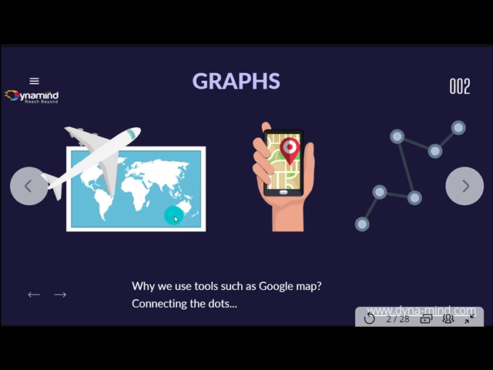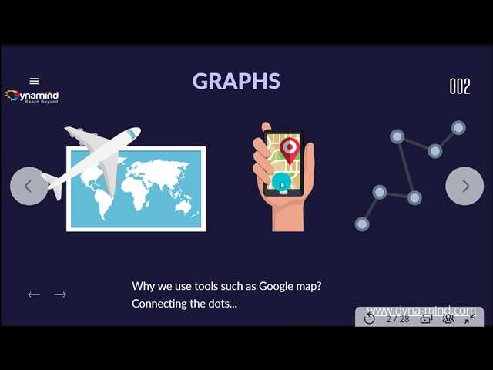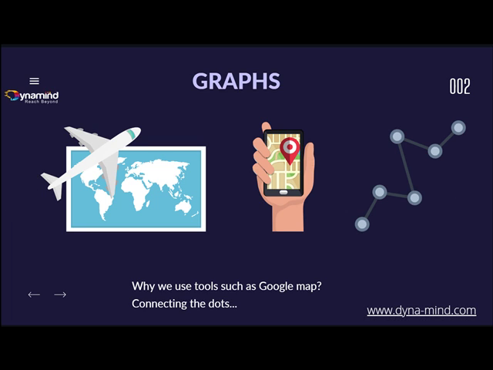Is this white patch here Australia, or is this just a representation of a country called Australia? Are these streets shown on your Google Maps, or the representations of the streets? This is the fundamental thing that we need to understand.